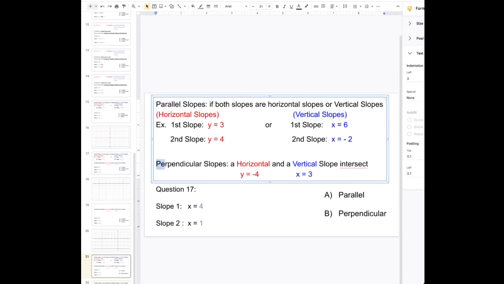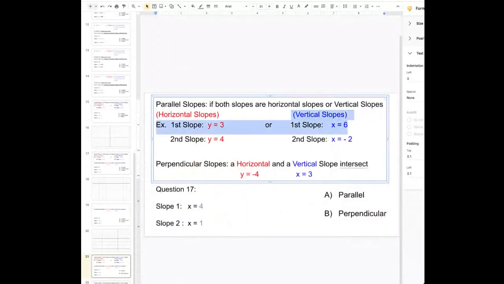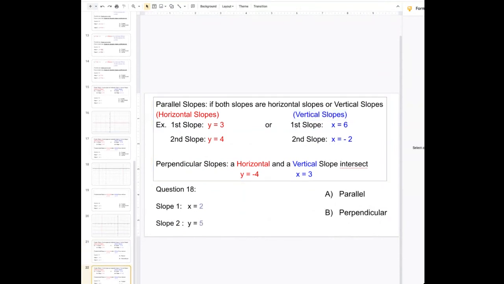They're only perpendicular if you have a horizontal slope, which indicates that it's y equals -4, or y equals any value that's given. And you can tell it's vertical because you're given x equals a value. Here, both of them are x equals a value for slope number 1 and slope number 2. So this indicates that it is a vertical slope. Moving on to the next one here.